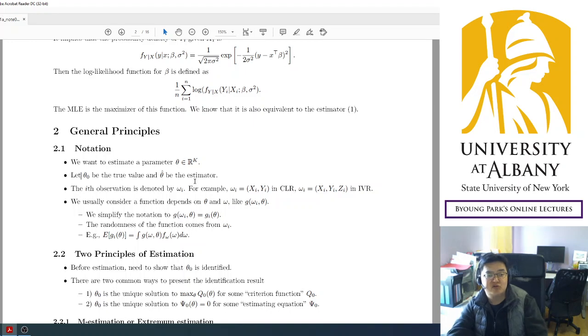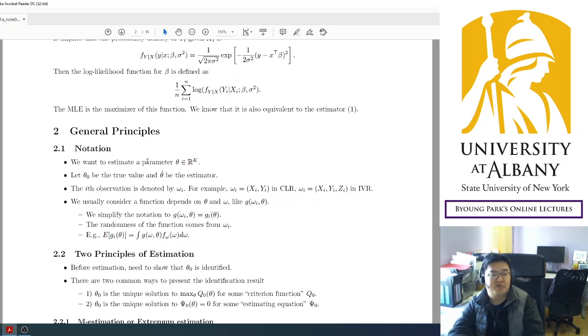And we are going to denote the ith observation as omega i. Depending on the model, omega may be different. For example, in the classical linear regression model, the ith observation is x and y. But when there is an instrument, you have to have x, y, and z. If you have more variables, all of them should be included in omega, but as I said, it is abstract. So omega is a vector of random variables associated with the ith observation, and obviously omega satisfies the IID assumption. So it's a general notation.